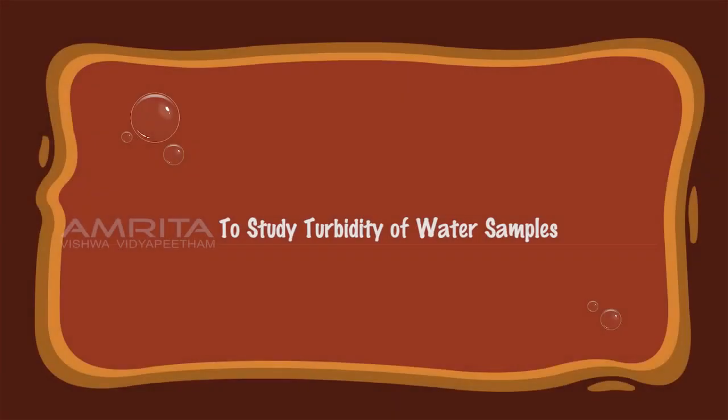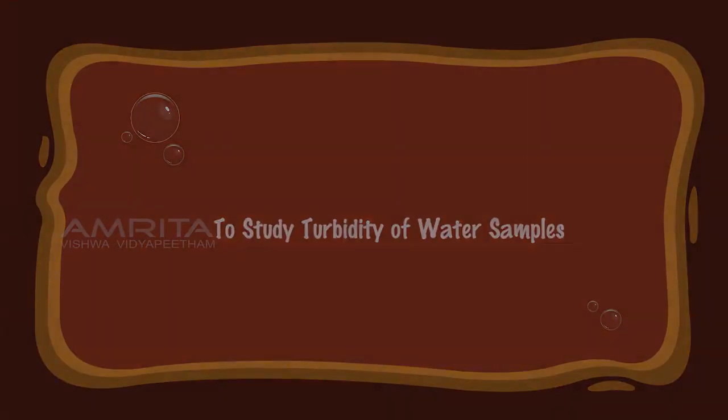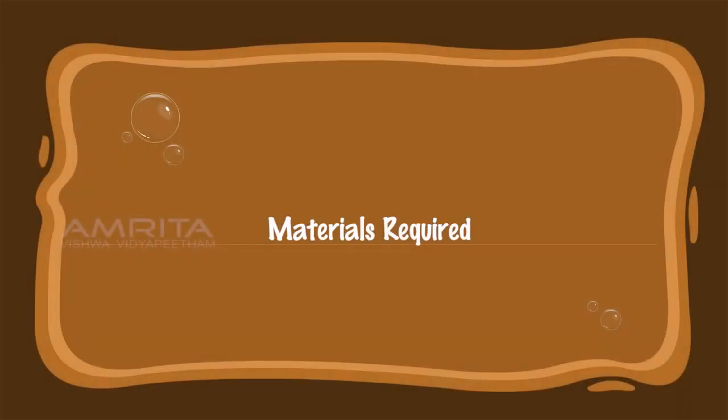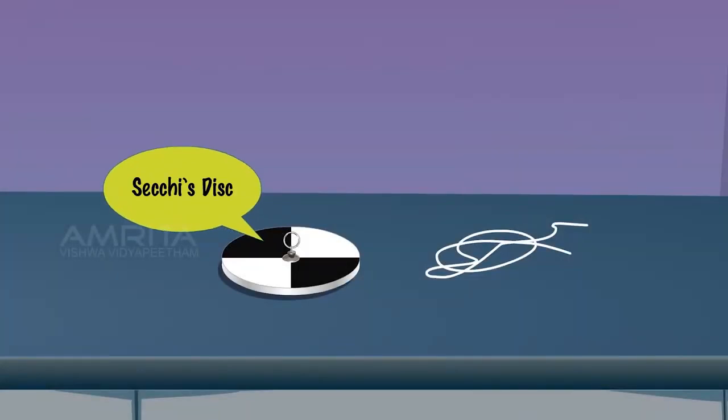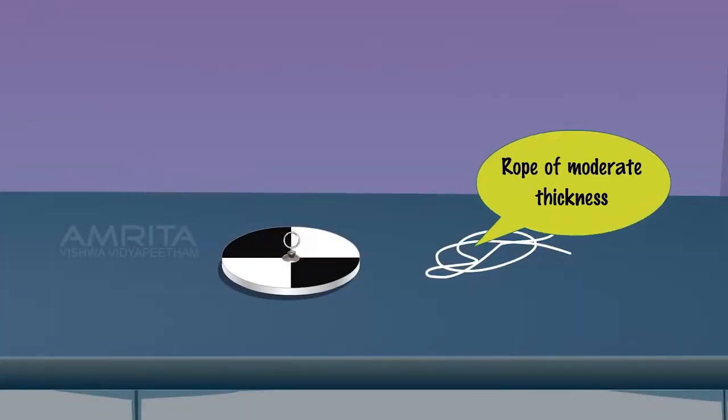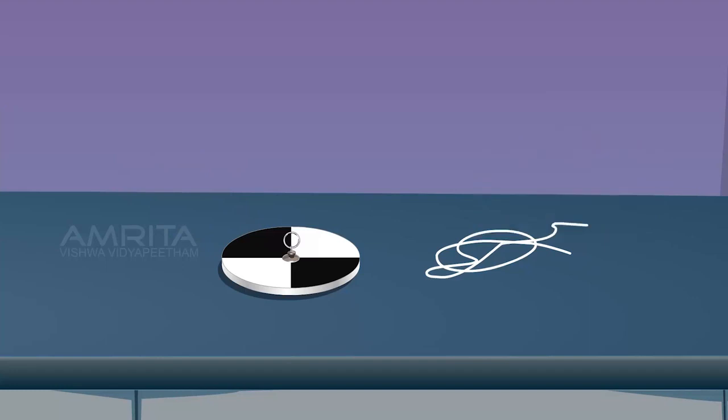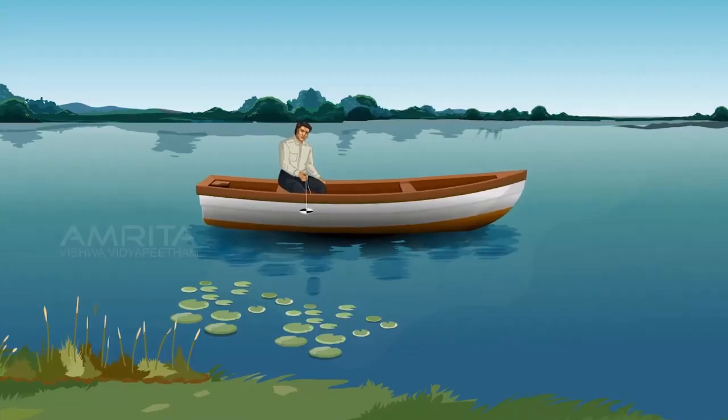To study the turbidity of water samples. Materials required: Sarkari's disc and a rope of moderate thickness. Reach the center of the pond in a small boat.